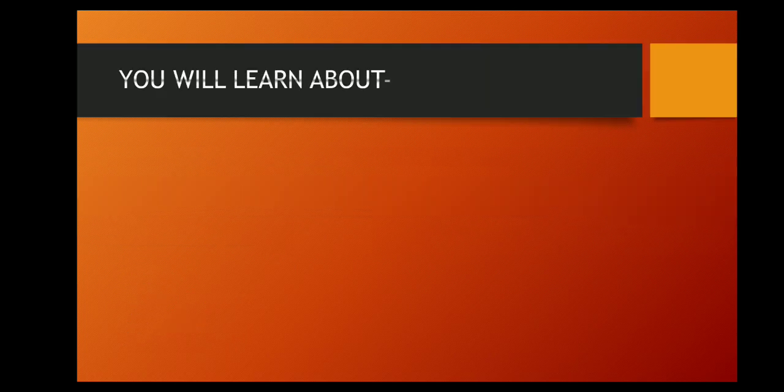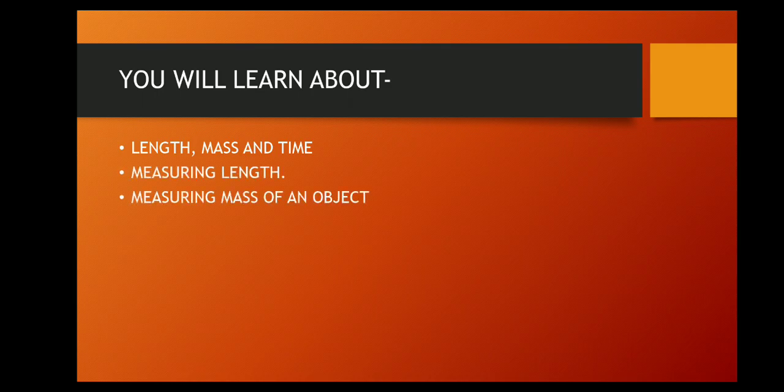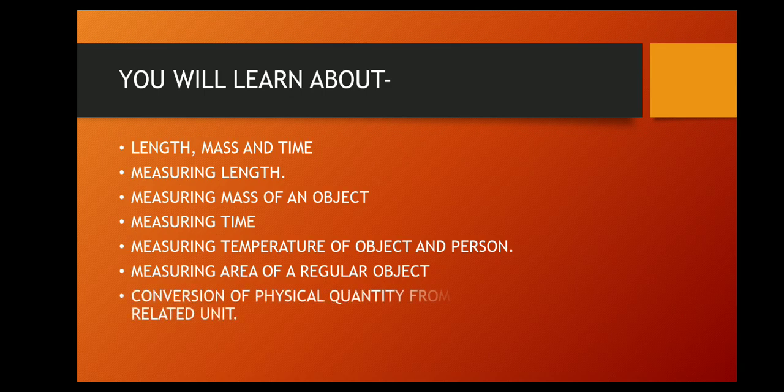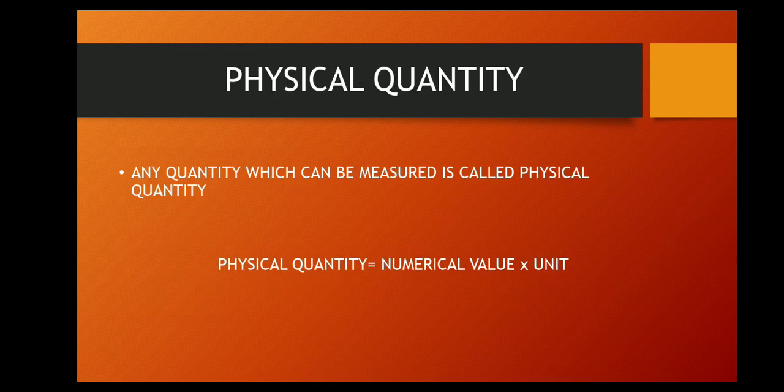In this chapter, you will learn about physical quantities, length, mass, time and temperature, how to measure length, how to measure mass of an object, measuring time, measuring temperature of object and person, measuring area of a regular object, and conversion of physical quantity from one unit to other related unit.